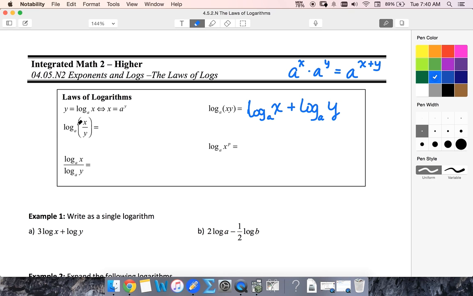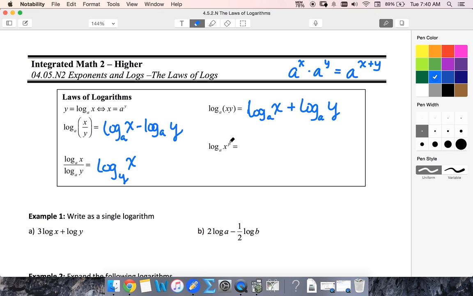If I have a division, I can separate that out into a subtraction. Now this division is different. In this division, I have two separate logs, as opposed to up here where I have a single log of a quotient. So please pay attention that these two things are different. This one is change of base, and it lets me say that this is the same as log base y of x.